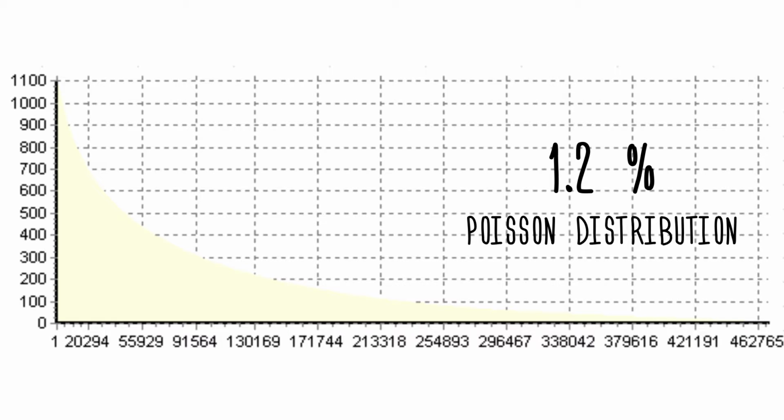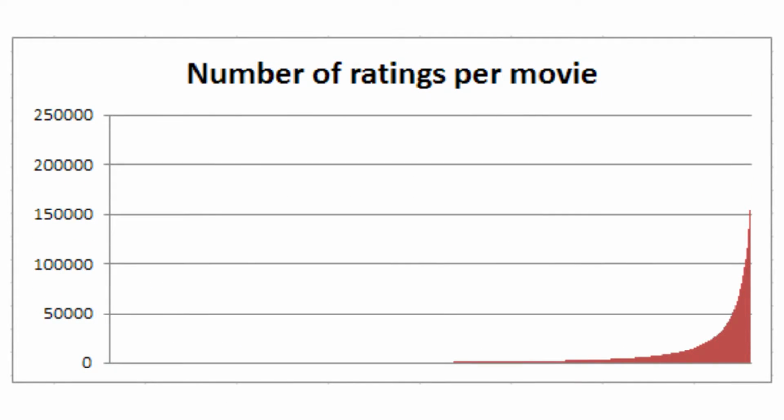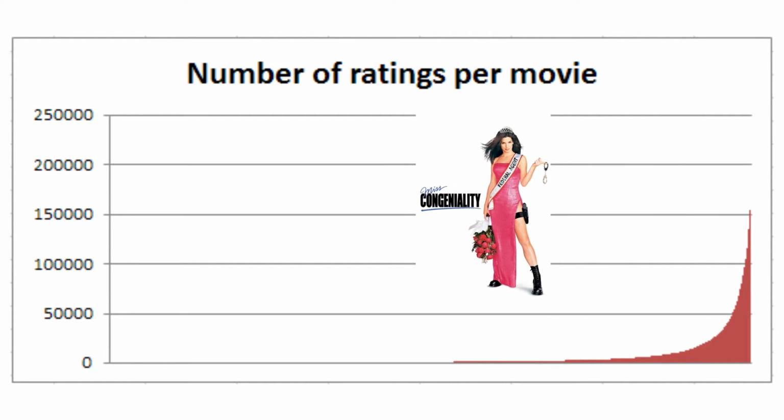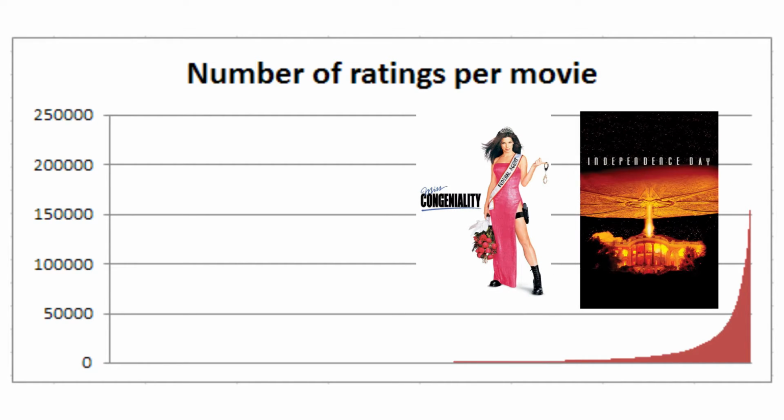How about the number of ratings per movie? This is essentially the same phenomenon. A few movies have received up to 250,000 ratings, but most of them have received very few ratings. The most rated movies include Miss Congeniality and Independence Day, for example.